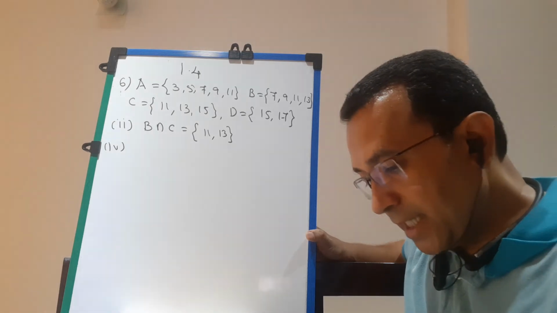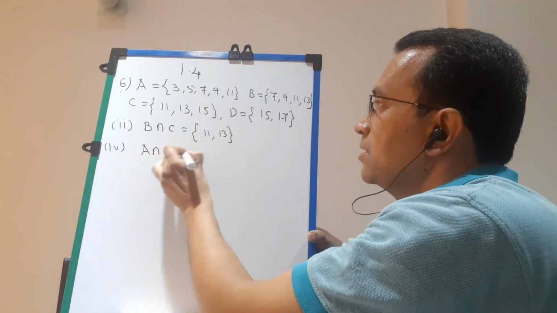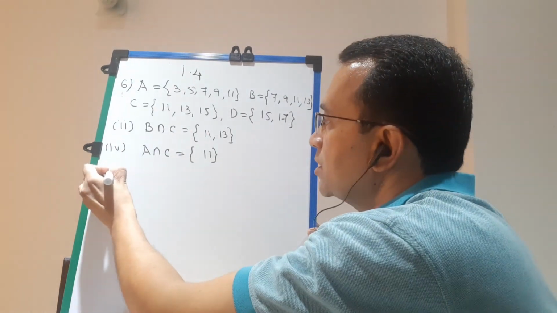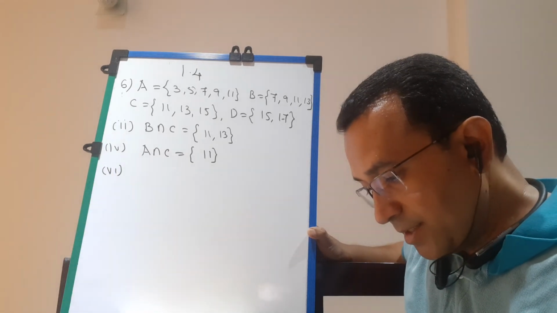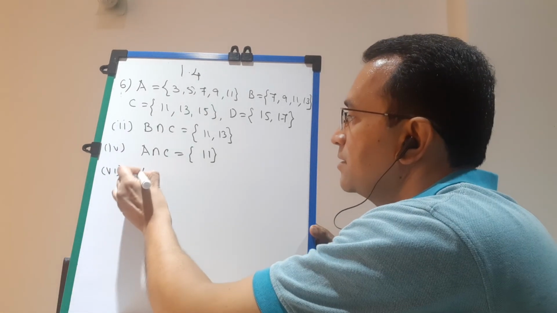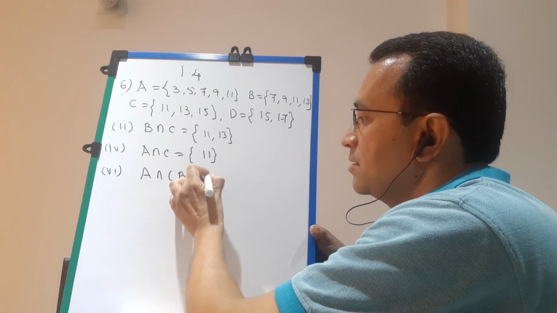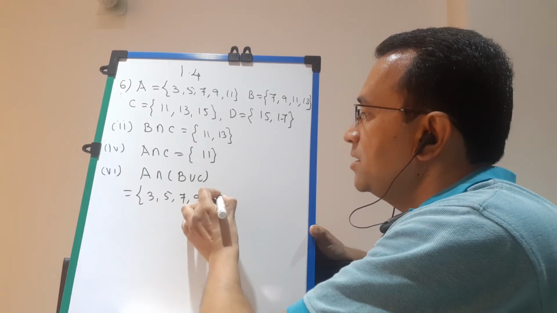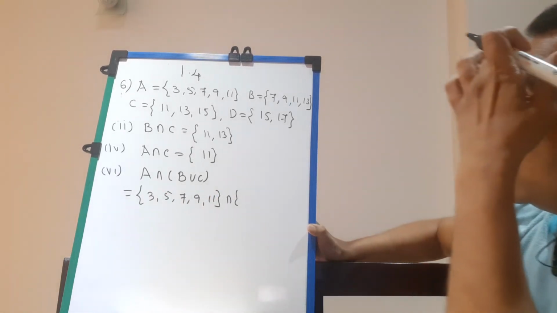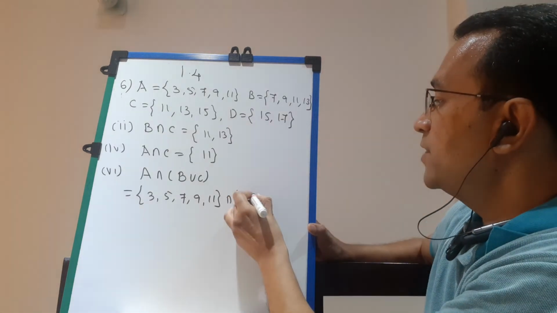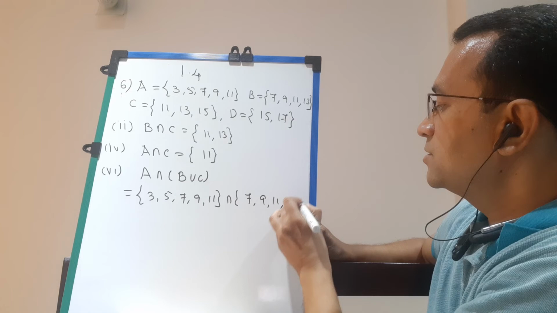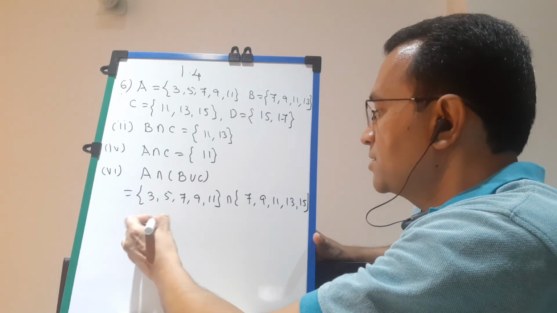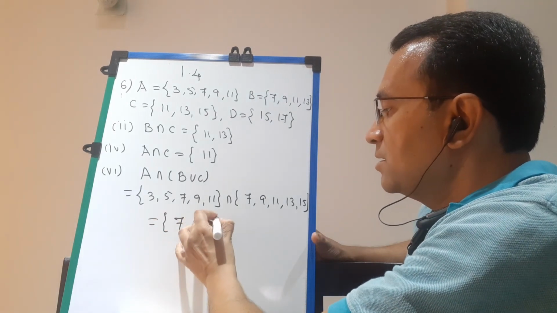Fourth part, A intersection C. Come on, what is common between A and C? The answer is singleton set 11. Okay, sixth part. It is A intersection B union C. So what is A? 3, 5, 7, 9, 11. Its intersection with B union C. B union C will be 7, 9, 11, 13 and 15. So what is common between these two sets? The answer is 7, 9, 11.